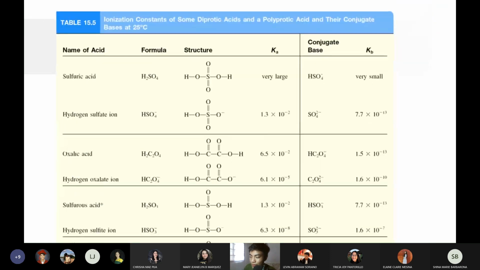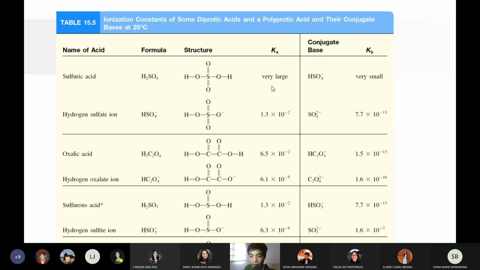So here are some ionization constants for our acids. Take note that sulfuric acid, H2SO4, its first dissociation is 100%. It's a strong electrolyte for the first ionization. However, for its second ionization, hindi na siya strong. Weak na siya. So you have to employ an ICE table dito. Pero in the first ionization, you can use stoich na lang kasi full yung dissociation niya.